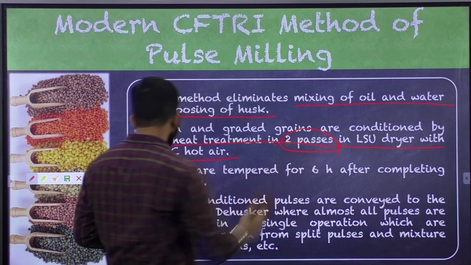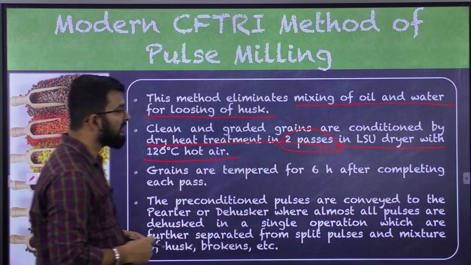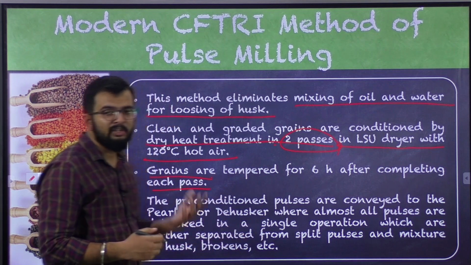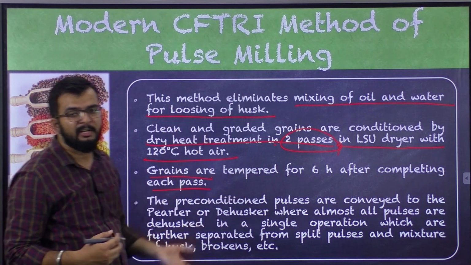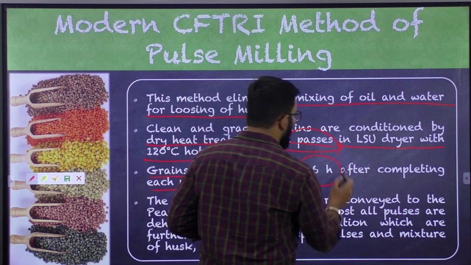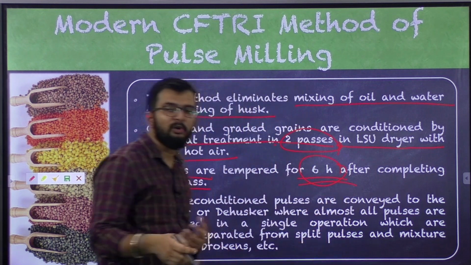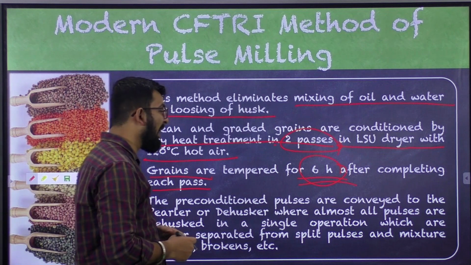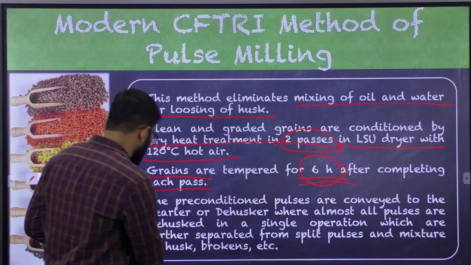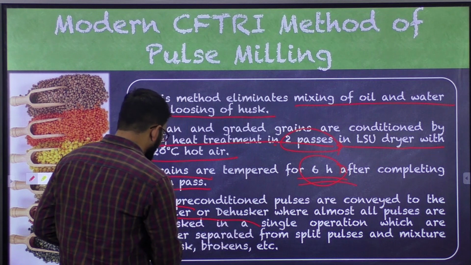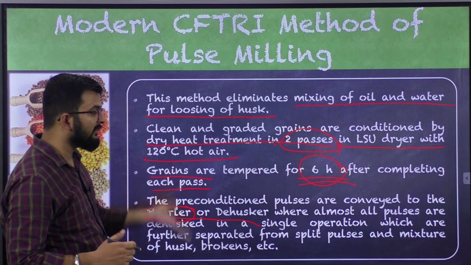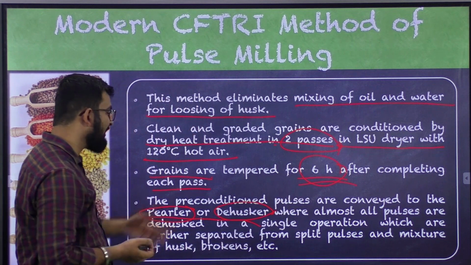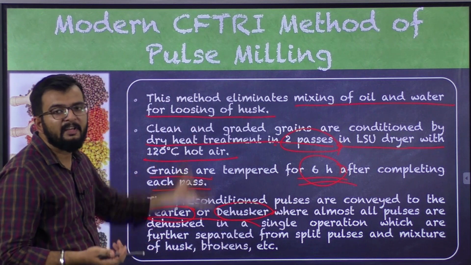Okay. Grains are tempered for 6 hours after completing each pass. That is, after completing each pass of heating at 120 °C, your grains are tempered, or kept for conditioning, for 6 hours after each pass. The pre-conditioned pulses are conveyed to the pearler or dehusker. Dehusker is also called pearler. So after conditioning, these grains are conveyed to your dehusker, where almost all pulses are dehusked in a single operation. So this is the advantage.